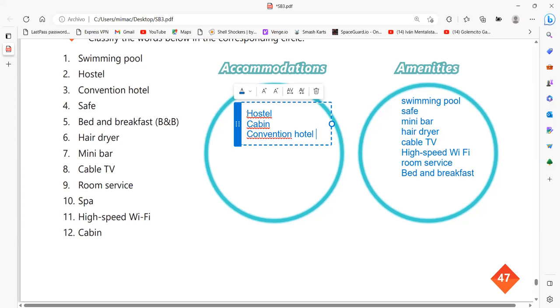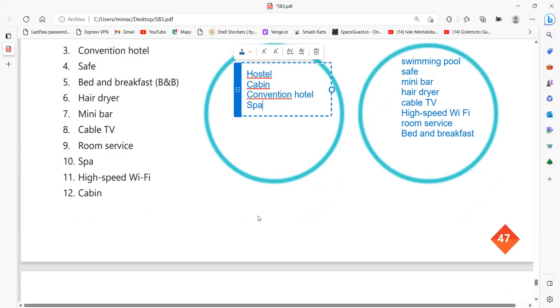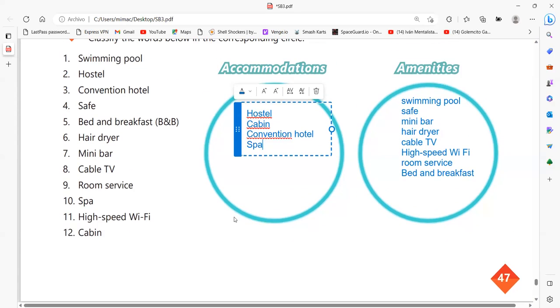Okay. Spa. Okay, spa. Only those. Hostel, cabin, convention, hotel, and spa. Yes? That's correct. Okay, great. Only those. Okay, great. Congratulations. Excellent.